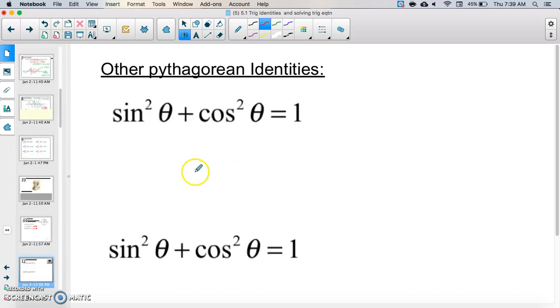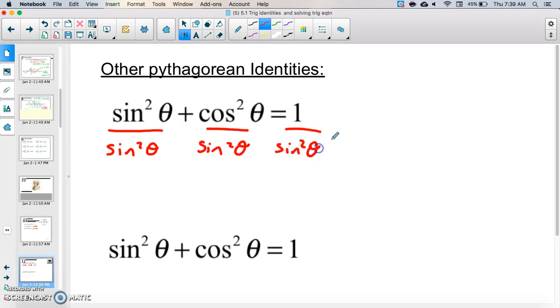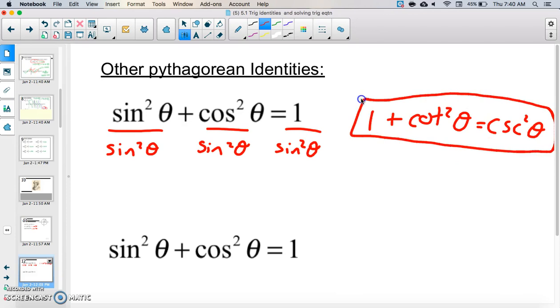Using those, we could also come up with our other identities. So say I divided all of these by sine squared theta. You know, just on a whim. So if I were to do that, sine squared divided by sine squared is just a 1. Cosine divided by sine is cotangent. And 1 divided by sine is cosecant. So this is another important identity that you should know.